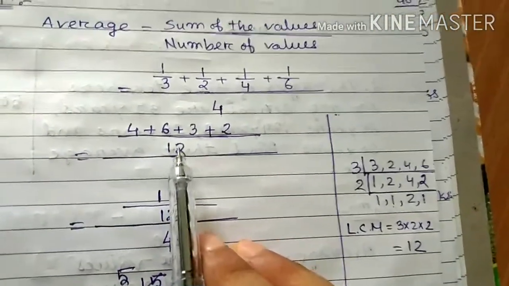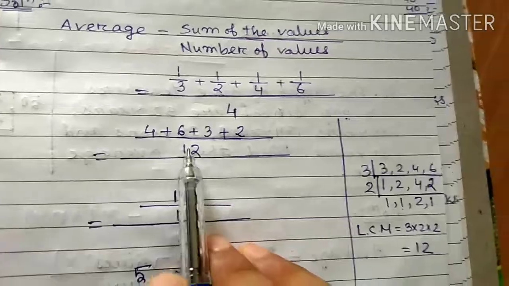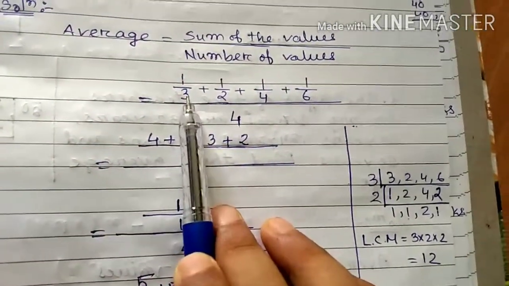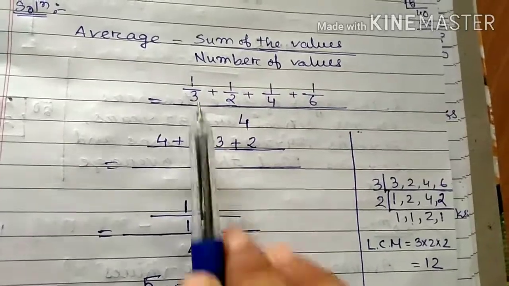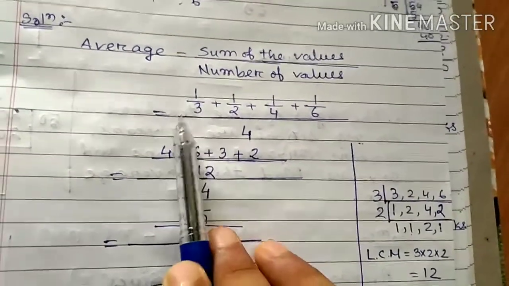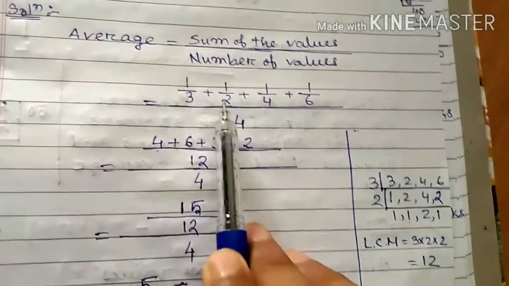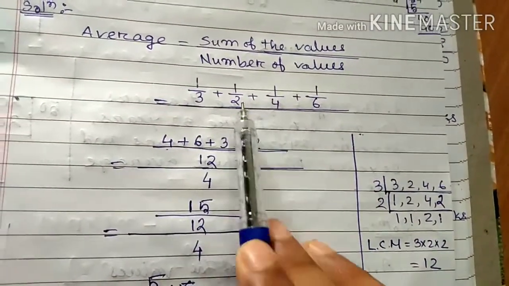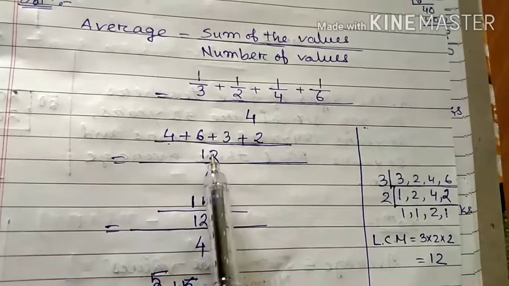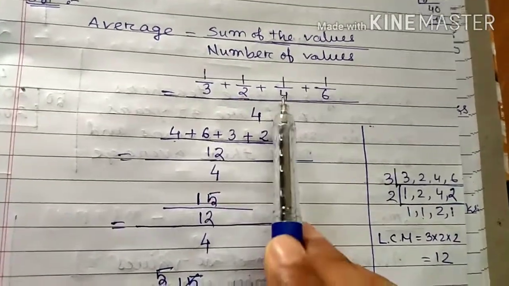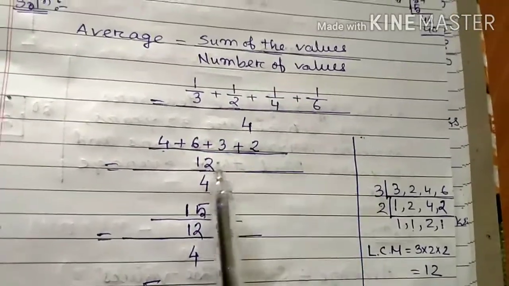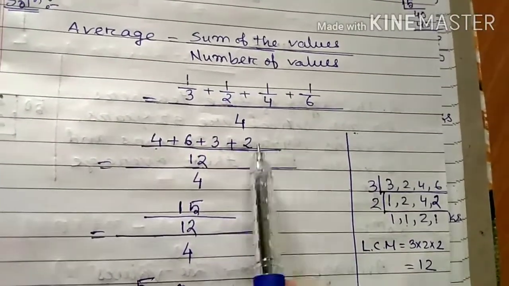So we put the LCM in the denominator. Okay. Now you have to divide this 12 by this 3. If you divide 12 by 3, you will get 4. Now 4 into 1 you will get 4. In this way you have to do all the steps. If you divide 12 by 2, you will get 6, 6 1s are 6, like that. If you divide 12 by 4, you will get 3, 3 ones are 3. If you divide 12 by 6, you will get 2, 2 ones are 2, like that.